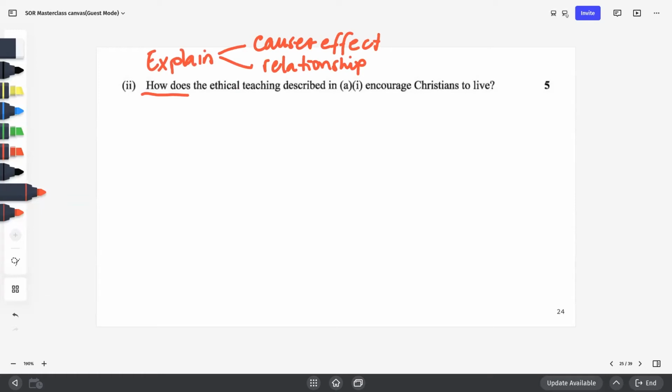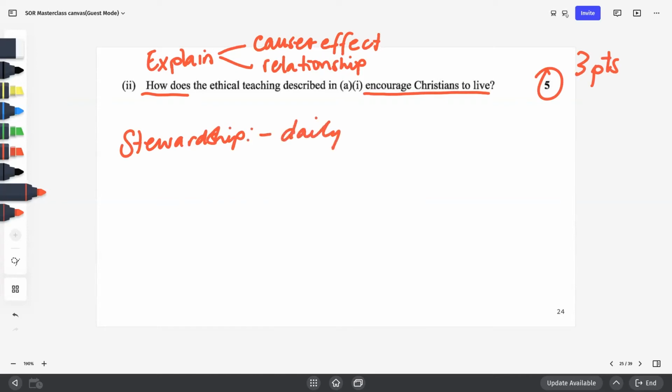And you're going to use this language, encourage Christians to live. So stewardship encourages Christians to live. 5 marks, so you're after about 3 points. So stewardship encourages Christians to live in a certain way in their daily life. And then in terms of their response to, and which may or may not include daily, different environmental issues. And then you might also look broader than that in terms of the work of organisations.